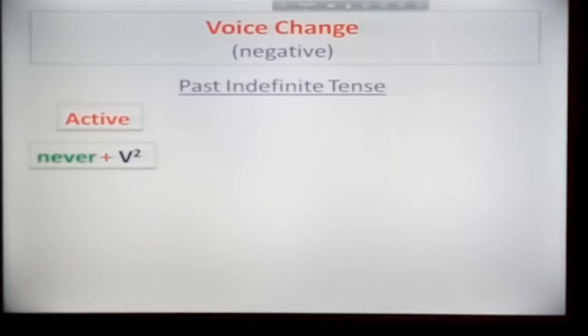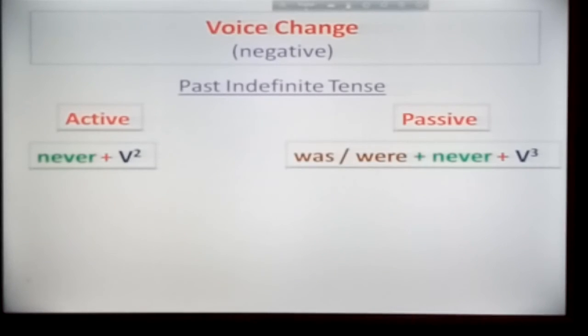And if we change this negative verb phrase from active to passive, we must first use the right form of the be verb in the passive. The right form of the be verb in the past indefinite tense must either be was or were. And was or were must be chosen depending on the number and person of the subject.